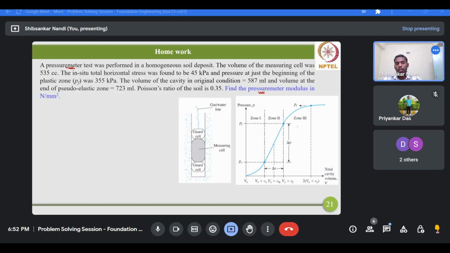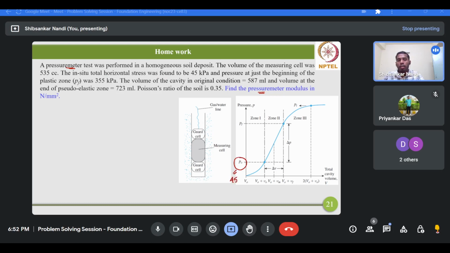So in this plot, three zones are clearly marked: zone 1, zone 2, zone 3. Zone 1 represents the reloading phase, zone 2 the pseudoelastic, and zone 3 is the elastic. Now all this data corresponds to the pseudoelastic part. The in situ horizontal stress was found to be 45 kPa. Now what is that stress in this figure? So this is the in situ horizontal stress, 45 kPa.